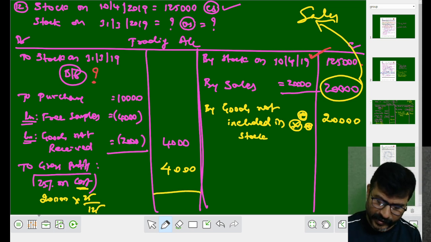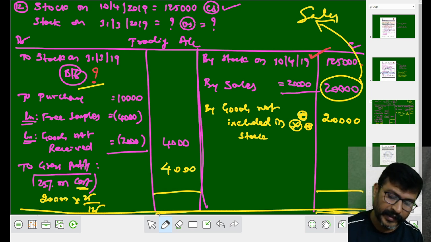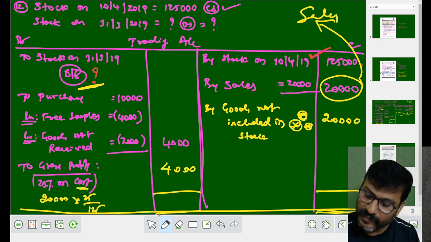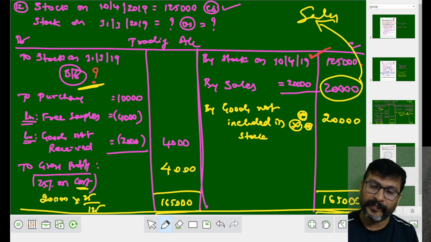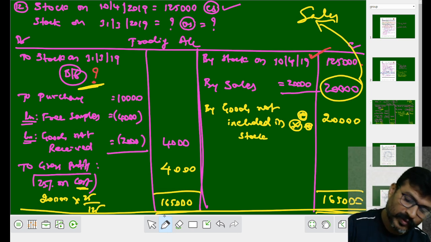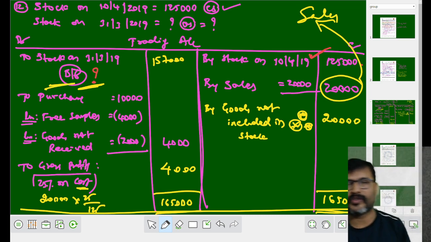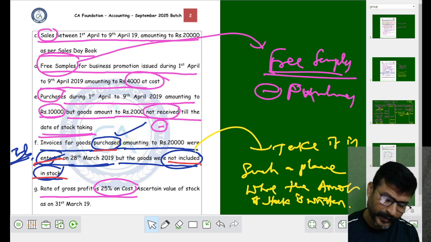Now, my dear students, you have to close your trading account. We have to calculate opening stock as a balancing figure, right? The total of this comes to 1,65,000, 1,65,000. What is the difference? Subtract these two numbers out of that. It comes to rupees 1,57,000. That is the amount of opening stock as a balancing figure. I hope, my dear children, you got it right. Very important point in this problem is this one.